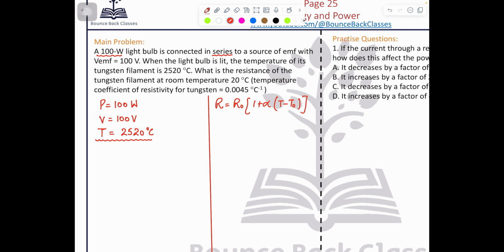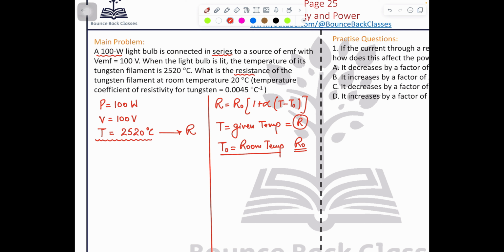What is the resistance of the tungsten filament at room temperature? Guys, you need to focus. There are two temperatures and two resistances. T is the given temperature, and T naught is the room temperature. And there is a word called R, the resistance at that particular temperature. If we have a temperature 2520, then we can find the R, and at room temperature, we can find R naught. So what is he looking for?